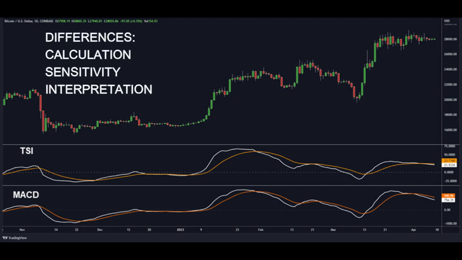The calculation is different. The TSI has a double smoothing of price changes to measure momentum. The MACD relies on the difference between a short-term and a long-term EMA. Sensitivity: TSI is considered to be less sensitive to price movements compared to the MACD because of the double smoothing price formula. So it might generate fewer false signals, but it also may react more slowly to sudden price movements. Interpretation: TSI emphasizes the intensity and trend of price movement. MACD can help recognize possible shifts in market conditions and reversals.